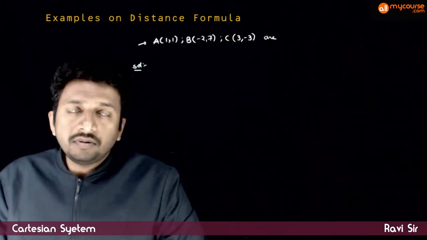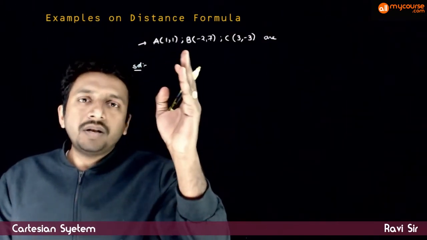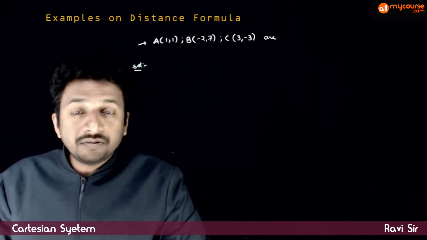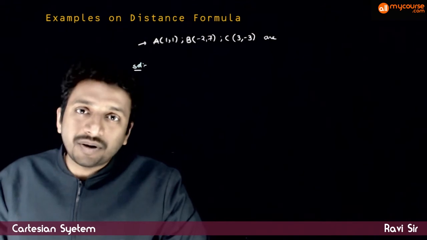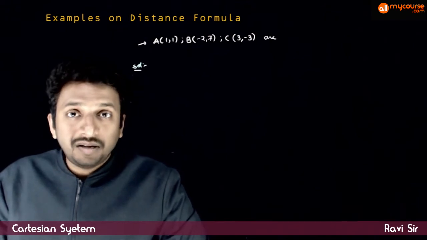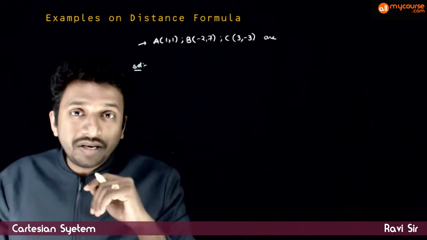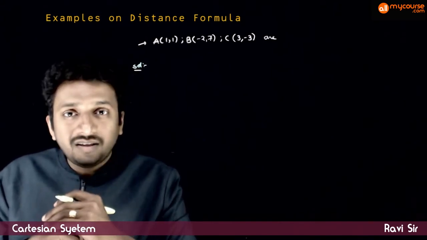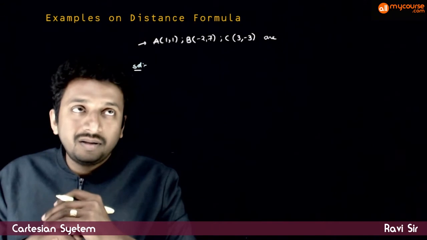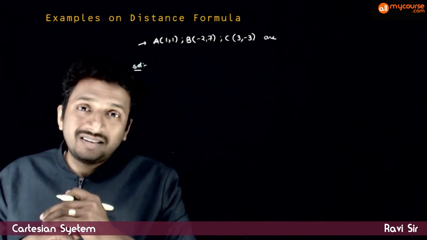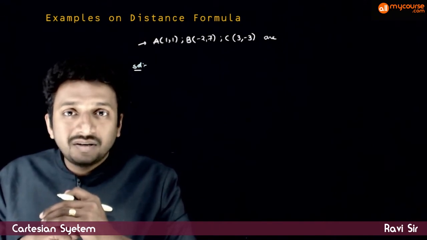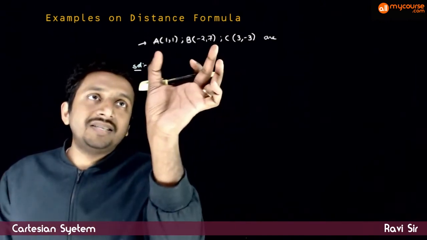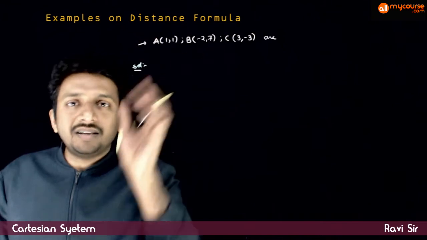In this question, you're given 3 points: (1, 1), (minus 2, 7) and (3, minus 3). You're asked to find the nature of these 3 points. That is, you have to check whether these 3 are collinear or not. And if they are not collinear, what kind of triangle are they forming? So first, let us check the collinearity of these 3 points. To check the collinearity using distance formula, we need all the 3 distances, that is AB, BC and AC.